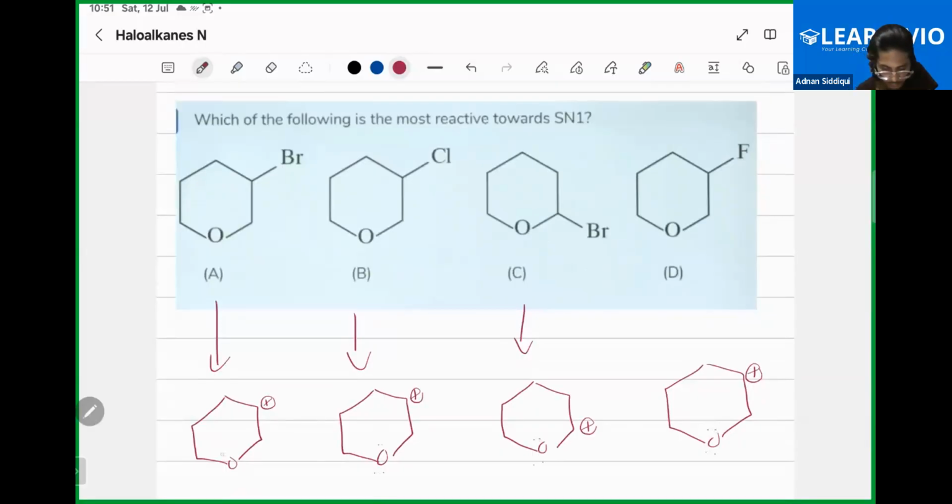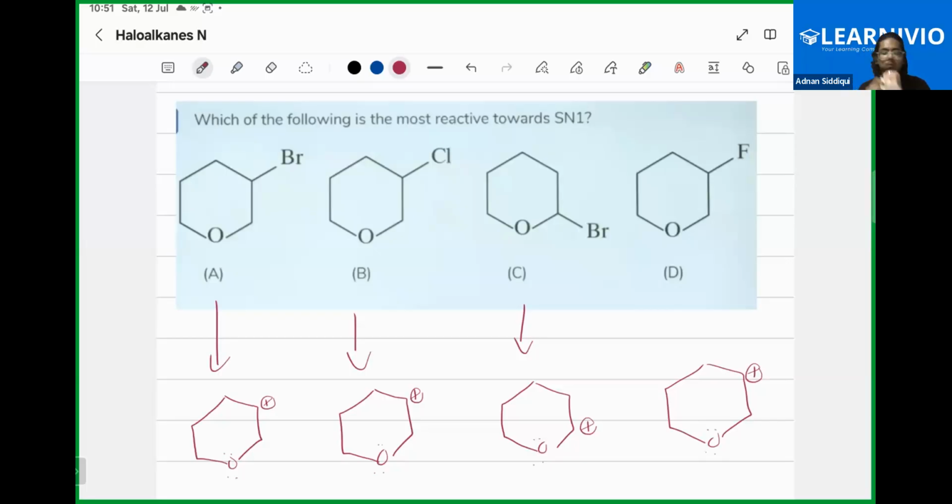Sir, first one, A. Why? You might be thinking in terms of leaving group, right? Bromine is a good leaving group. You are somehow right, but the answer is not correct. The answer is C. Now think about it. Why should the answer be C?